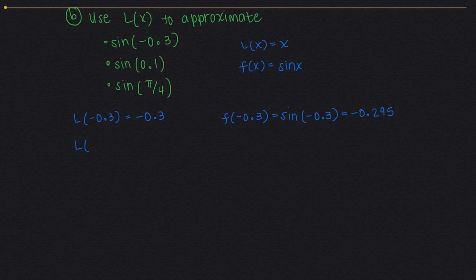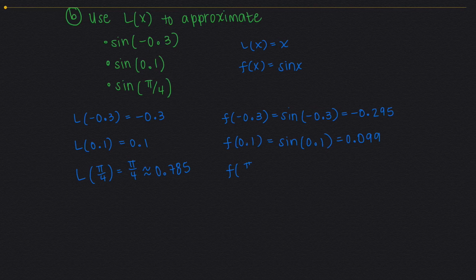Now, L of 0.1 would just be 0.1, and f of 0.1 would give us sine of 0.1. We put that in a calculator and we get 0.099. Finally, we have sine of pi over 4. That's what we want to approximate. So L of pi over 4 would be just pi over 4, which is approximately 0.785 if we truncate. And now f of pi over 4, which is sine of pi over 4, which we know is square root of 2 over 2, which is approximately 0.707.